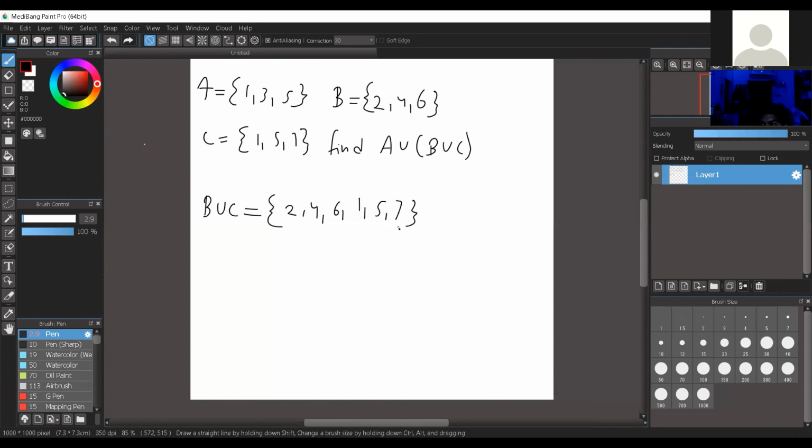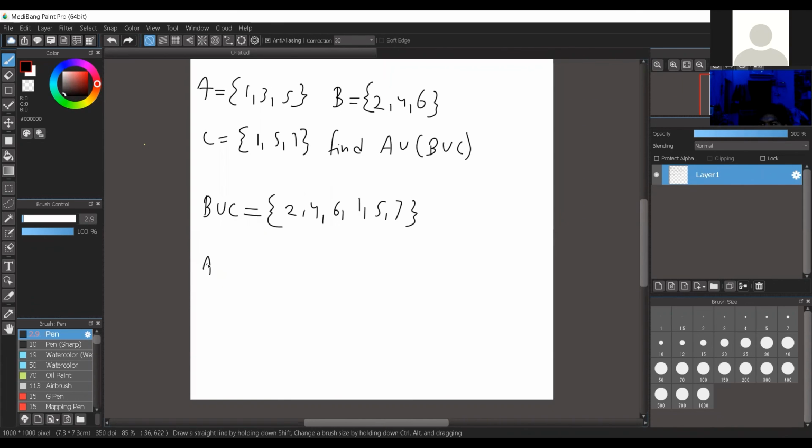Here there are no similar elements. That's why we wrote all of them. If here 1 is there and here also 1 is there, then we're gonna write it once only, not twice, because repetition of elements is not allowed.